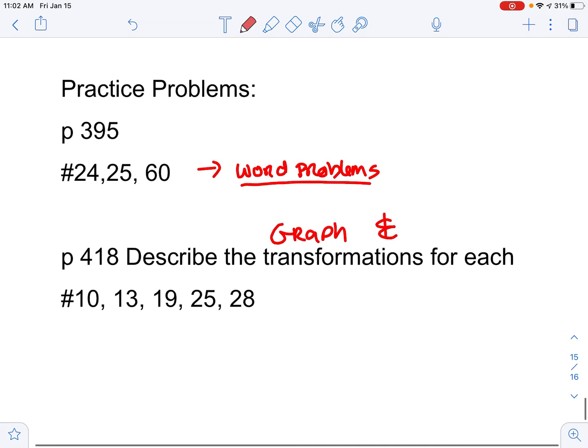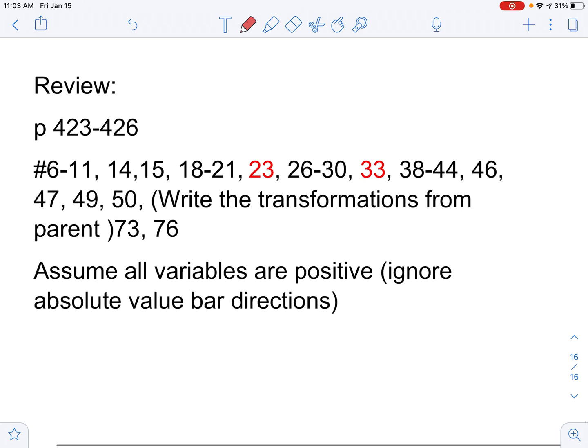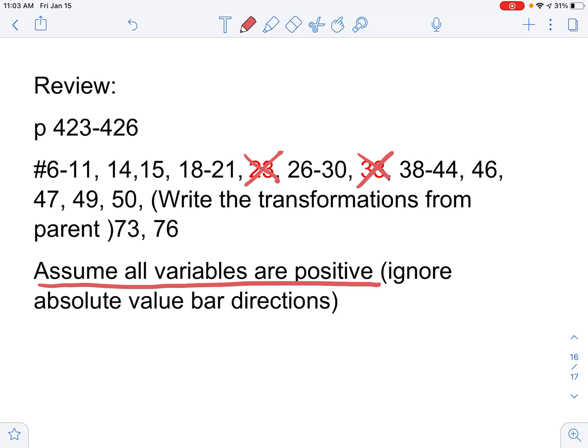So for this section, that's all the notes for this section. There's 2 sets of homework. There's the word problem questions, which you should be able to do. And then, of course, the graphing and the transformations, where I'm going to ask that you graph and describe the transformations for each on our homework. And then when you're done with that, this is the last section on your test coming up. So you can also work on these review problems. You do not have to worry about 23 and 33. Those have to do with rationalizing denominators. And despite what the directions may say, assume all variables are positive if you are working on any radicals that you're reducing.